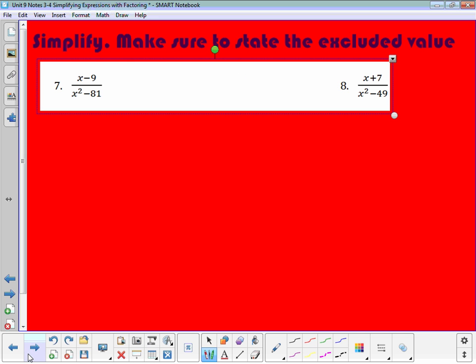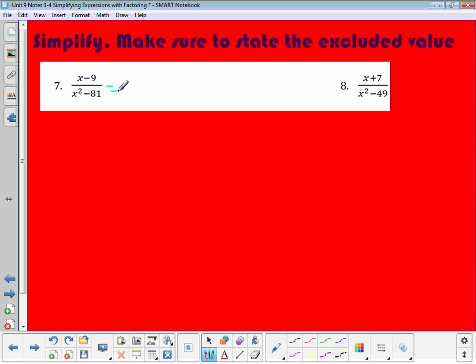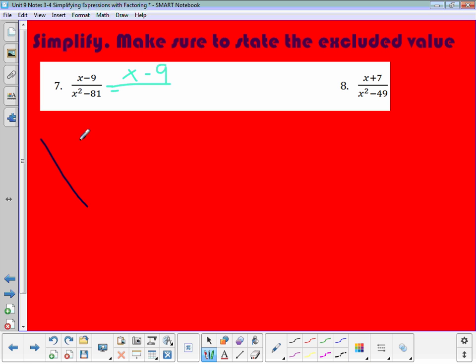Okay, let's take a look at this one. For this one, it's going to be a little bit different than we're used to. The top can't be factored anymore, so that's going to stay as x minus 9. Now I need to factor out the bottom. What I noticed about the bottom is there's only 2 terms. That's okay. All that means is I'm going to multiply to a negative 81, and I'm adding to 0. If there's no middle term, then I need to make that term 0. So I'm adding to 0. Okay, so I'm going to use negative 9 and positive 9.